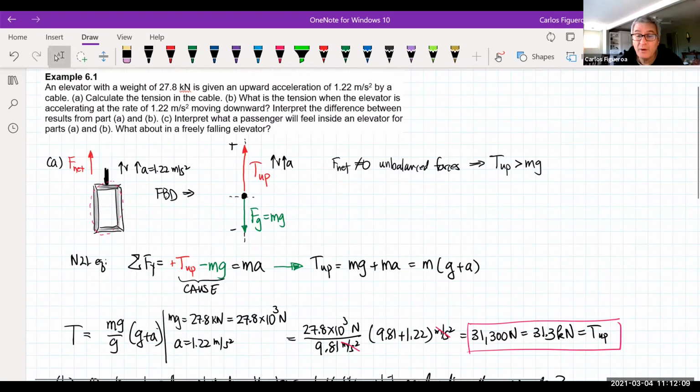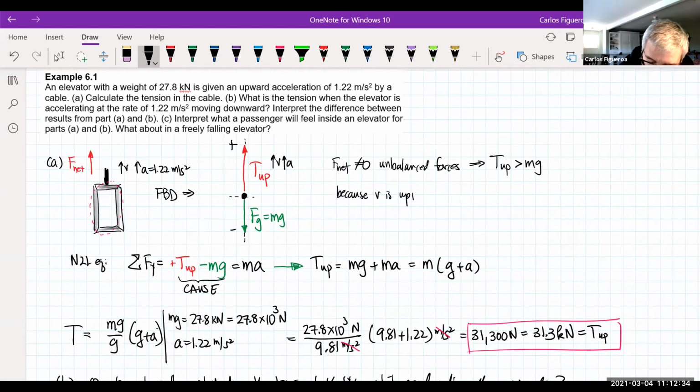Okay, and that's exactly what we were looking at here. So now from our free body diagram, what we're seeing here is that the tension up, we tried to draw larger than the weight down. Because the velocity is upwards, right? V is upwards, that implies choose positive to be up also. And that's important.